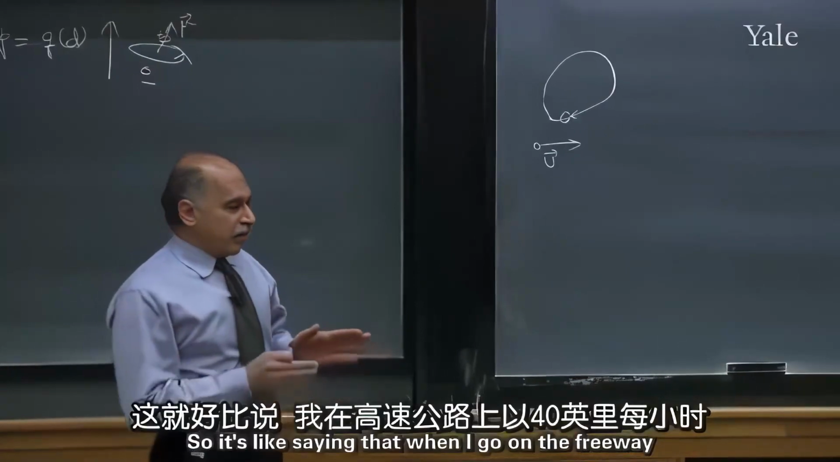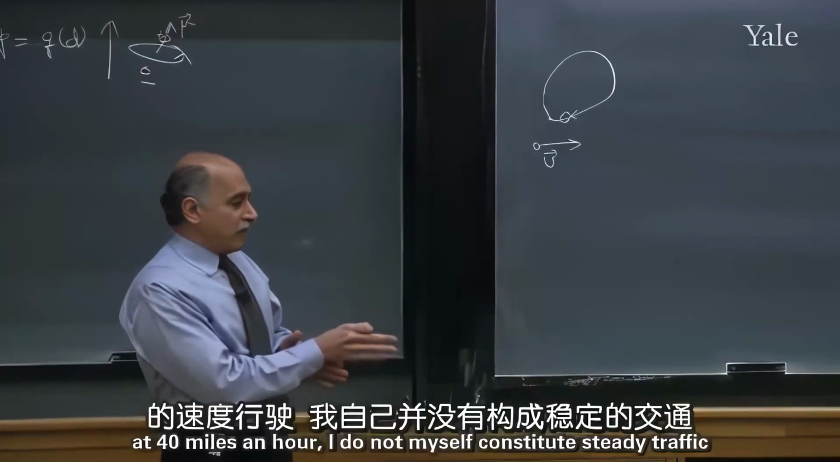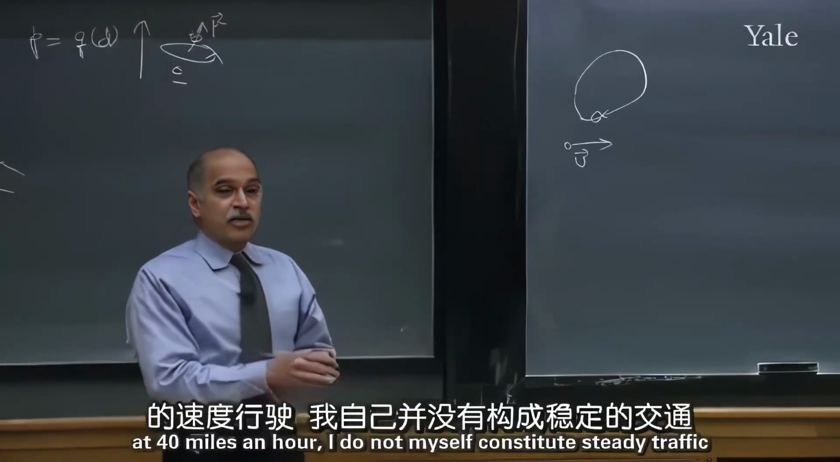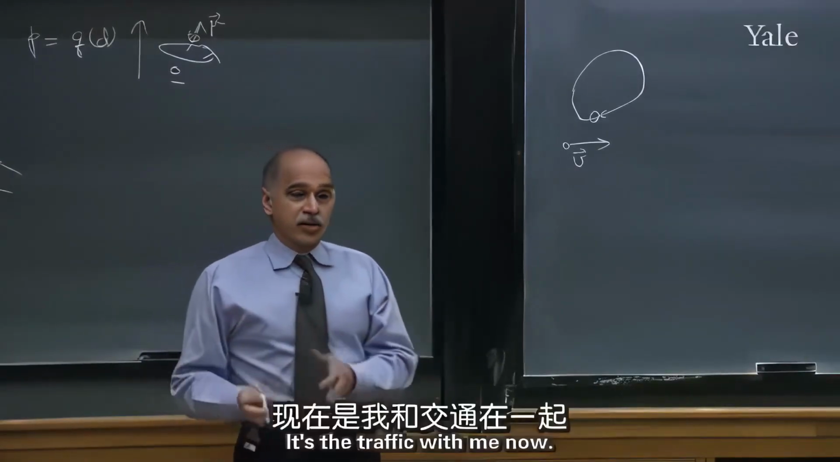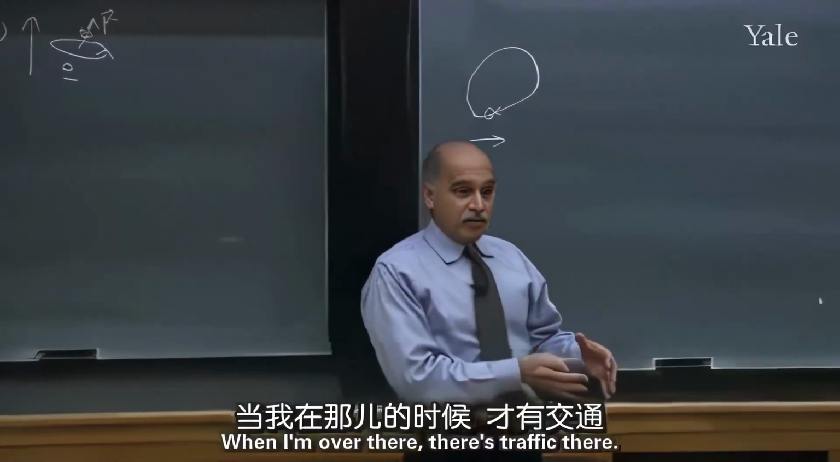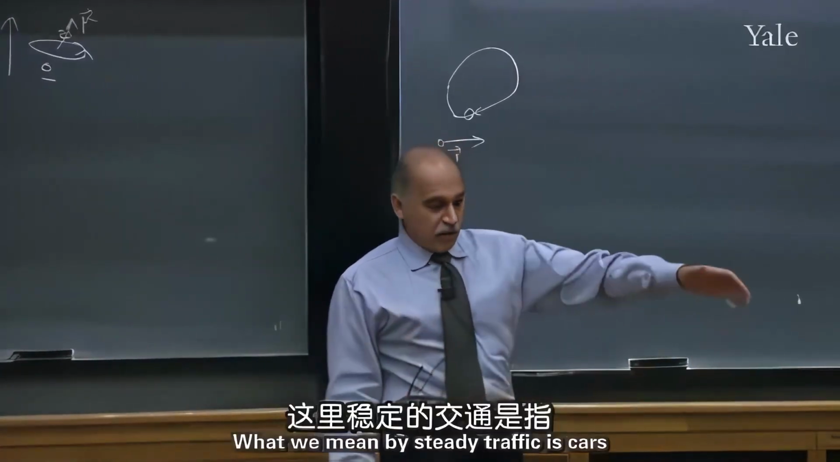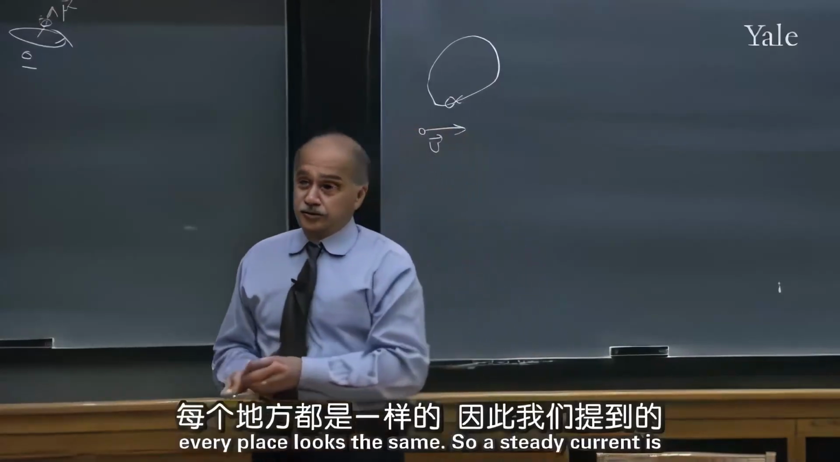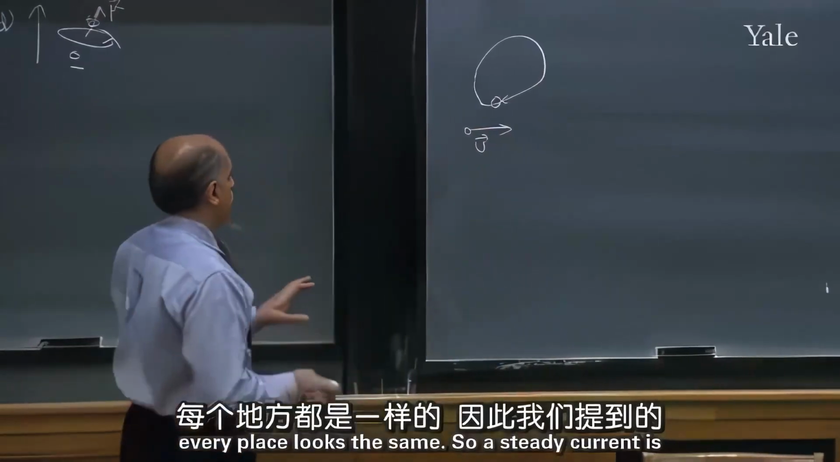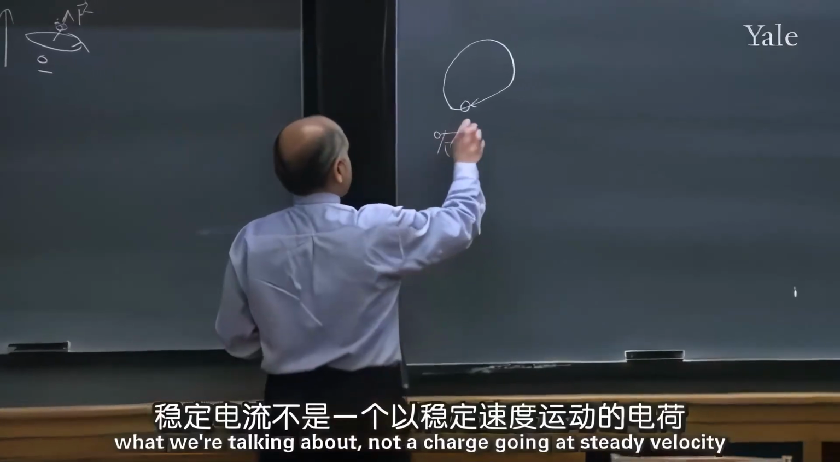So it's like saying that when I go on the freeway at 40 miles an hour, I do not myself constitute steady traffic, because there is no traffic where I'm not. There's traffic with me now. When I'm over here, there's traffic here. What we mean by steady traffic is cars are flowing constantly, so at any instant, every place looks the same. So a steady current is what we're talking about, not a charge going at steady velocity.